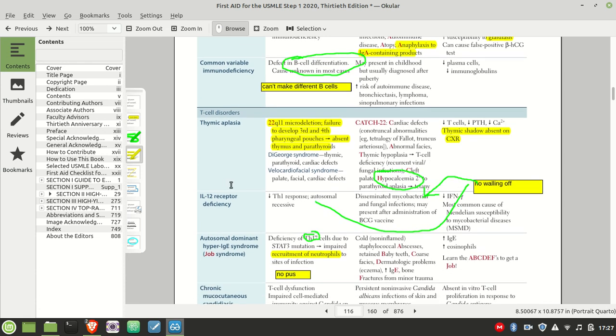Okay, and then interleukin 12 receptor deficiency. Well, remember how T helper 1 cells are upregulated by interleukin 12. They're also upregulated by interferon gamma. But in this case, you're taking away one of their upregulators, interleukin 12. Okay, so we also remember how T helper 1 cells secrete interferon gamma.